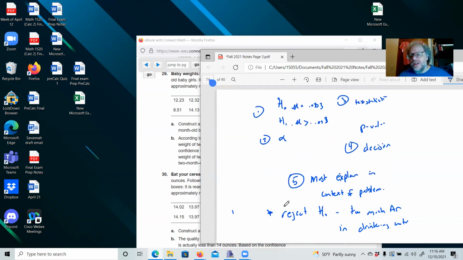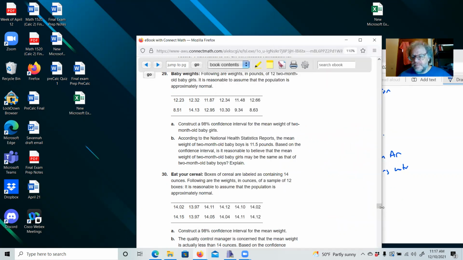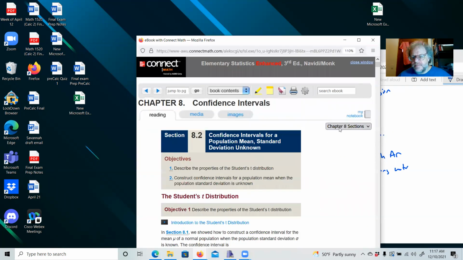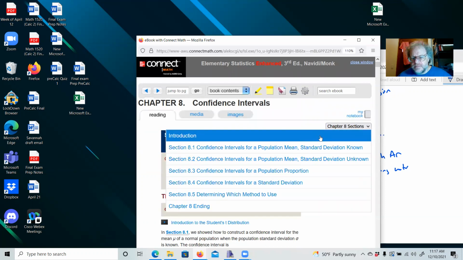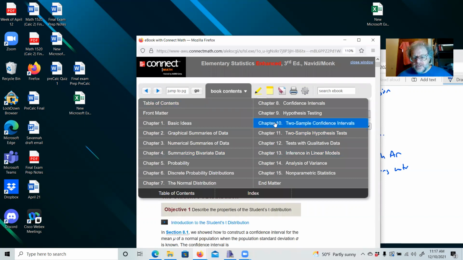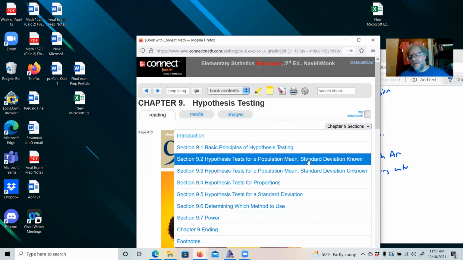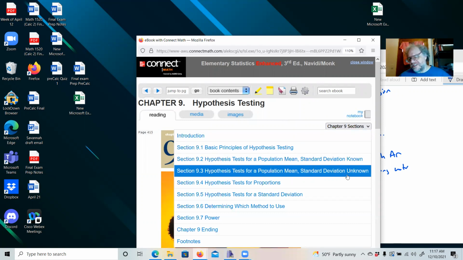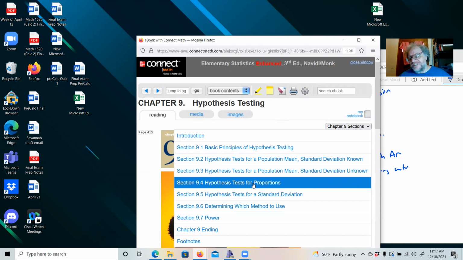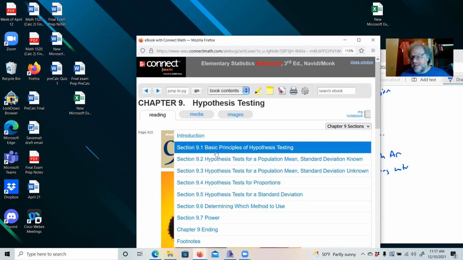Right, and again, there's 3 varieties. Let me go back up here. Chapter 9. Book contents, chapter 9 sections: standard deviation known, standard deviation unknown, test for proportions. Sound familiar? It's chapter 8. So it's all we covered, right? 1, 2, 3, 4. This is the basic stuff.